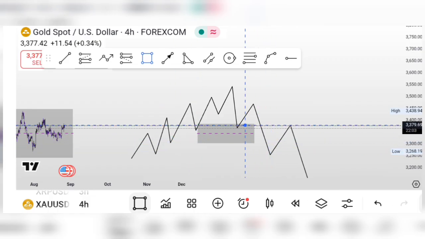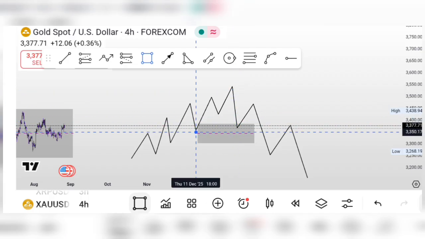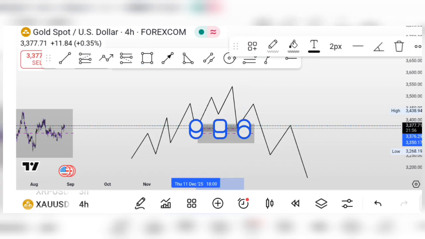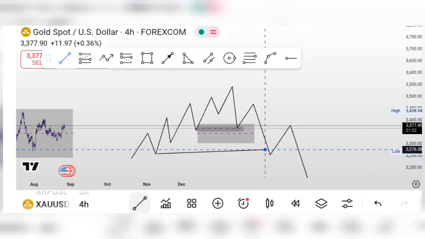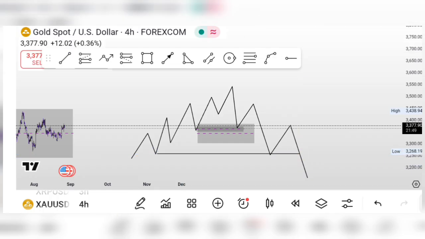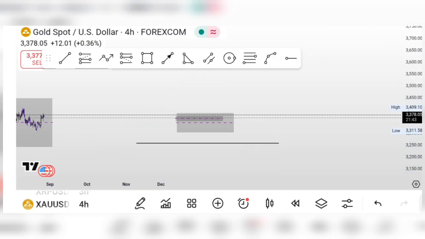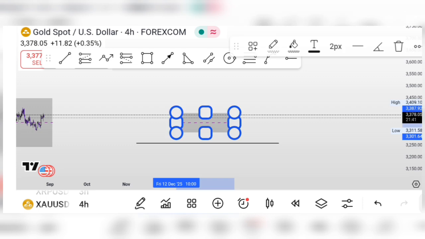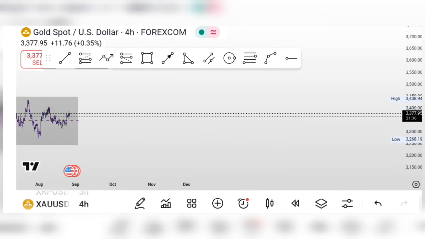as the change of character, or no, at least after 2 breaks of structure, which is this first one and the second one here, which is this one too. So after 2 breaks of structure, you know that the market has changed character. Then it is now advisable for you to sell or take a sell trade in the market. So this is what market structure is.